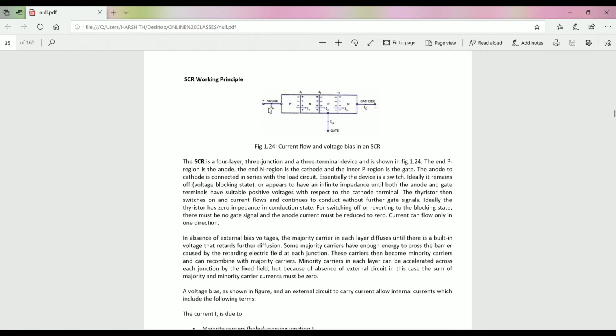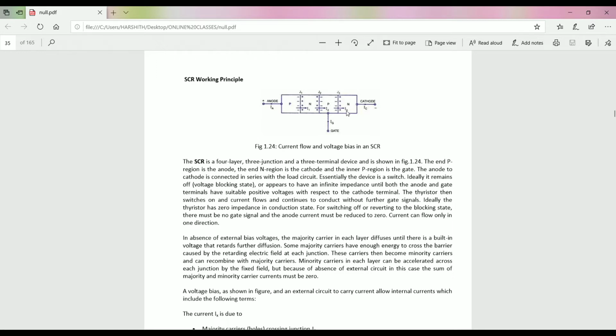Suppose the polarities are reversed: anode is negative and cathode is positive. In this condition, J1 and J3 are reverse biased and J2 is forward biased. Still, the current that flows is a leakage current, which can be neglected as it is very small.